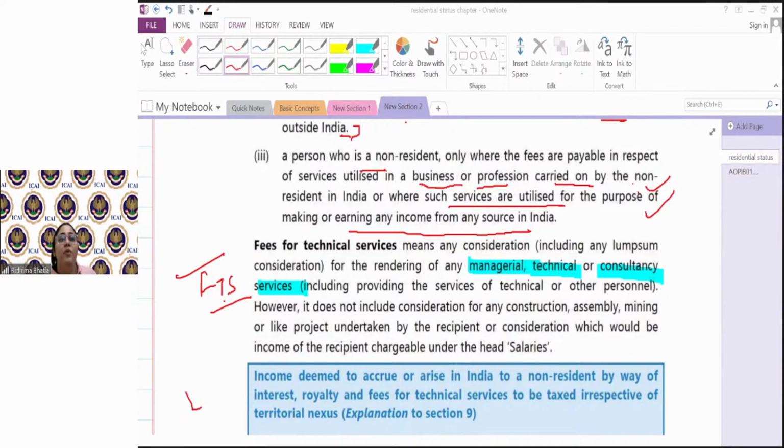Interest received from an Indian company is from a resident. Basically, an Indian company is always resident, right? Now you have to see whether that Indian company is using that loan for the purpose of generating any business income outside India, or for generating any other income outside India. Then it would not be taxable in your hand as a non-resident. In the case of a resident, read through, it is always taxable.